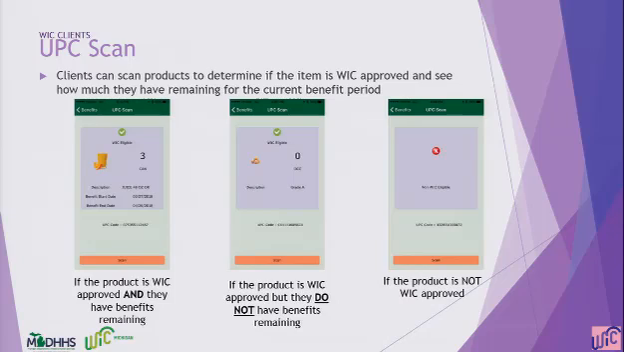Clients can also utilize the UPC scan function to determine if the item is WIC approved and see how much of that benefit they have remaining for the current benefit period. To access the UPC scan feature, a client can select the option from the bottom of the benefit screen or select the feature directly from the home page.